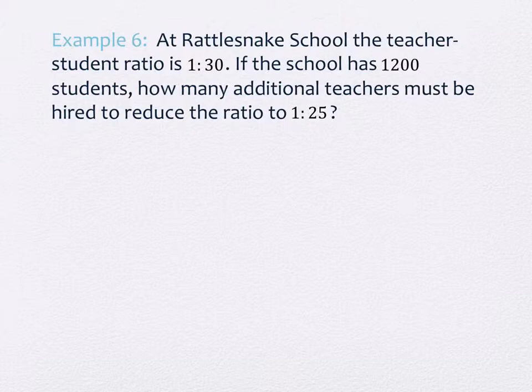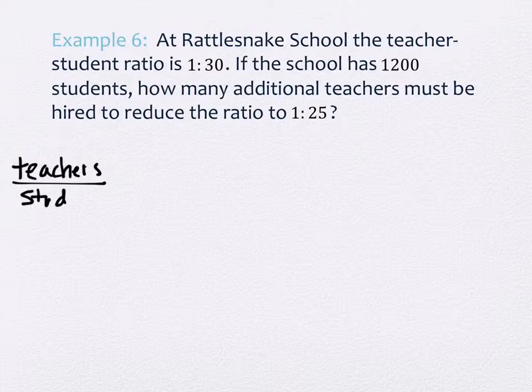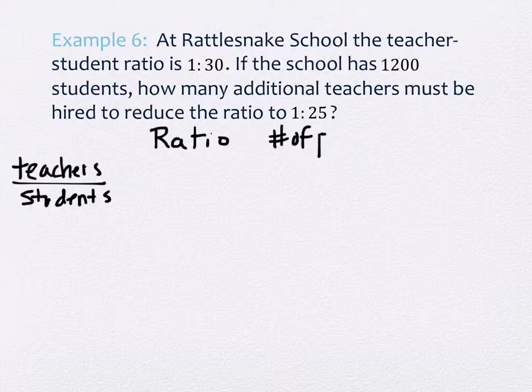Teachers to students. I'm going to actually write that as the fraction, teachers to students. This is the teacher-student ratio that we're referring to. What else are we comparing? The ratio to the total number. Yeah, so we've got a ratio on one side, that's the 1 to 30, 1 to 25 that we've been talking through. But the other side is the actual number of, we'll say people, because it's students in one place and teachers in the other. Do you guys see that?